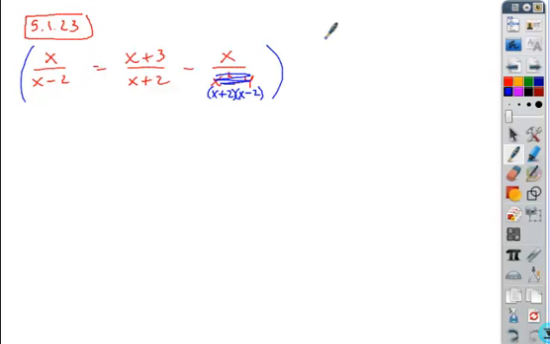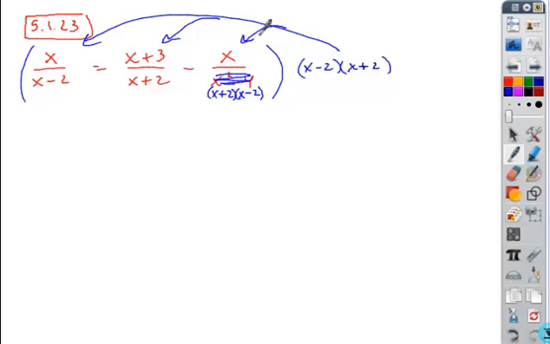And then I'm going to multiply every fraction by the LCD of every fraction here. So I need a factor of x minus 2, a factor of x plus 2, and then x plus 2 and x minus 2, which I already have. So I'm going to distribute these to all three fractions.